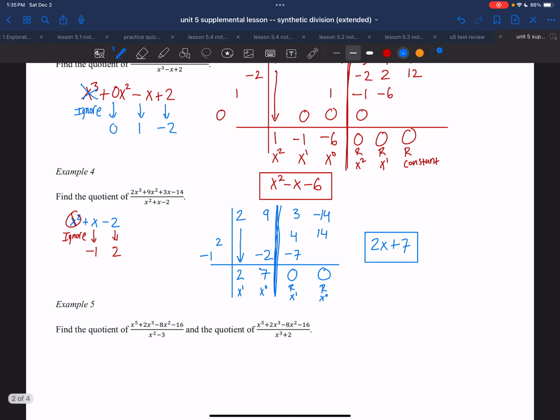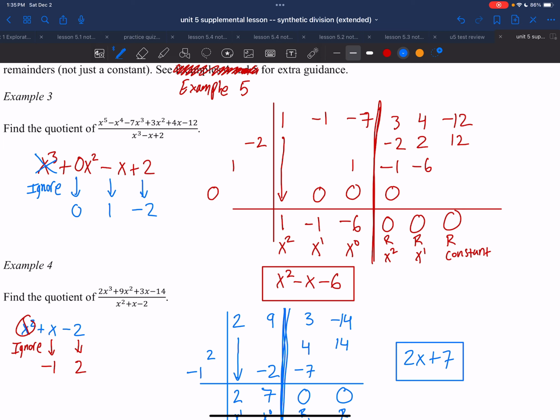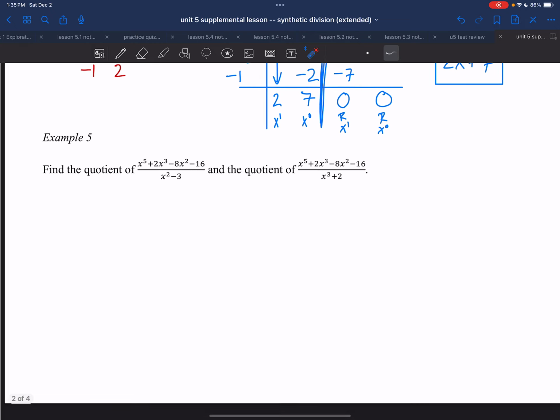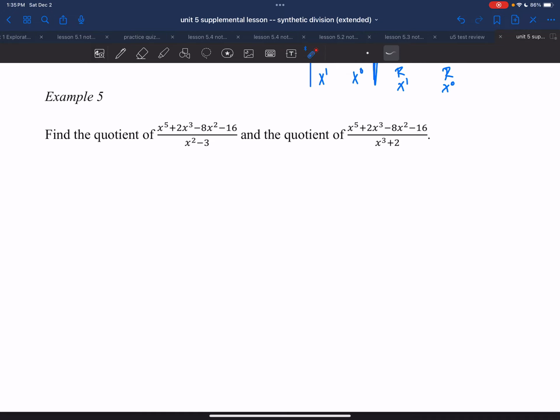And you can always double check. If you look at the lead degrees, the degree here was 5, the degree here was 3. That means your quotient should be of degree 2. You take the highest degrees, that should be what the leading term looks like. I had x cubed, I divided by x squared. The leading is 2x. All right. Example 5 will show us how to deal with a remainder.